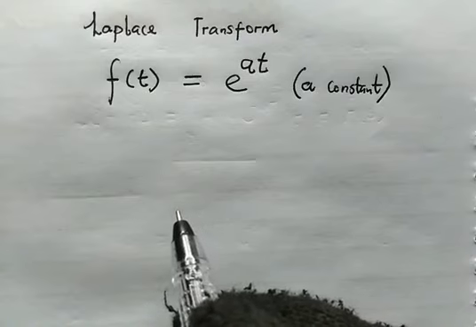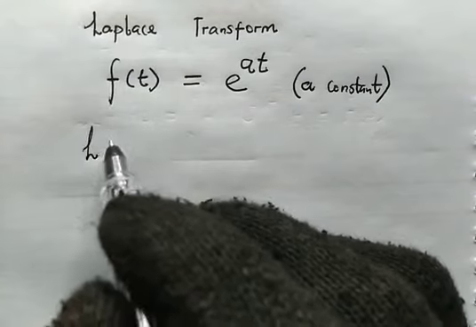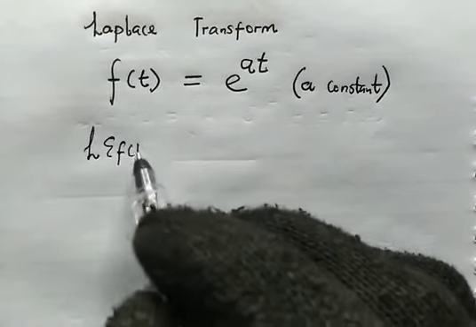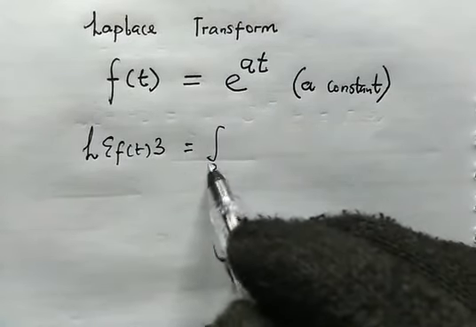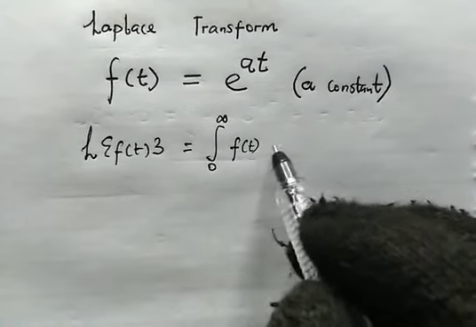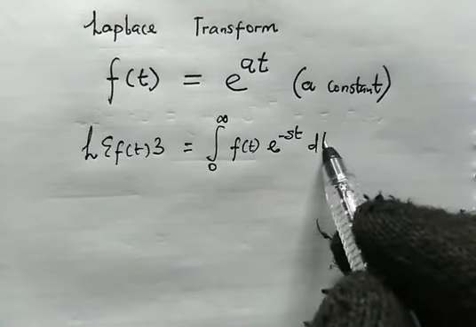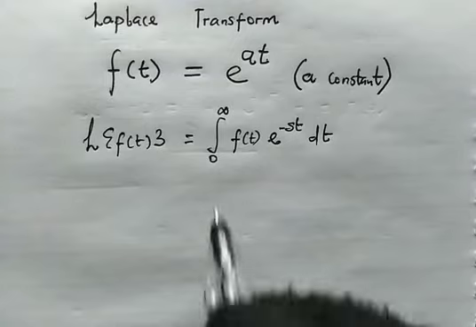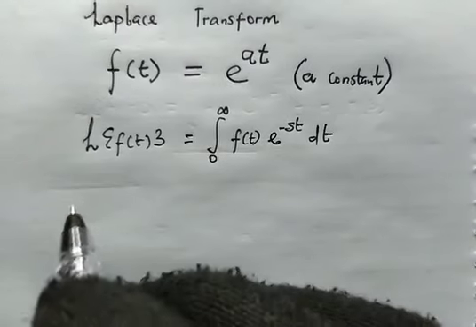Now, with the definition of the Laplace transform, we all know the Laplace transform of a function of t is given as the integral from 0 to infinity of f of t multiplied by e to the power of negative st dt, right? Now, let us find the Laplace transform of this function right over here.